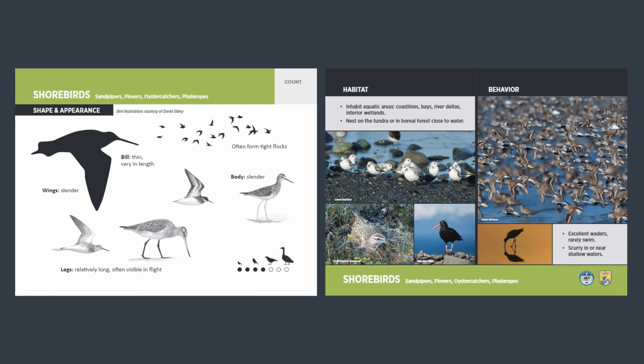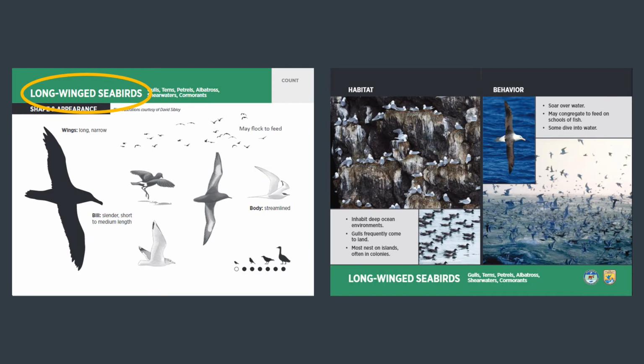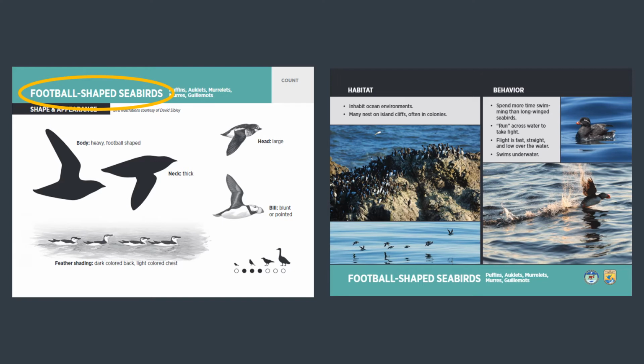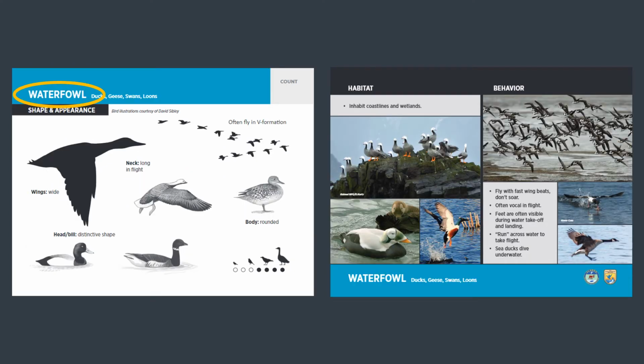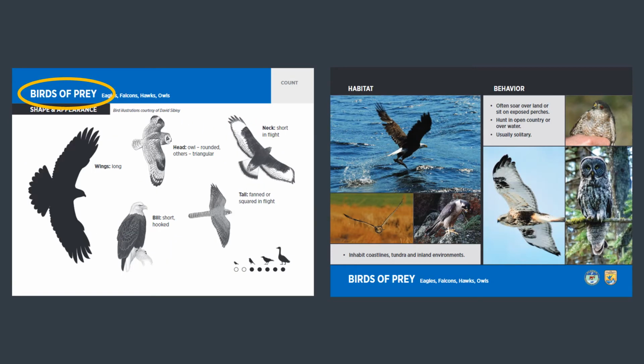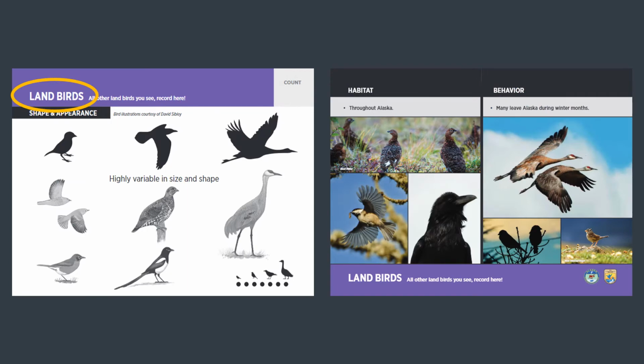The field aid contains pages that describe the shape and appearance, the size range, the habitat, and behavior for each of the 6 bird groups. Shorebirds, as shown here, long-winged seabirds, football-shaped seabirds, waterfowl, birds of prey, and land birds.